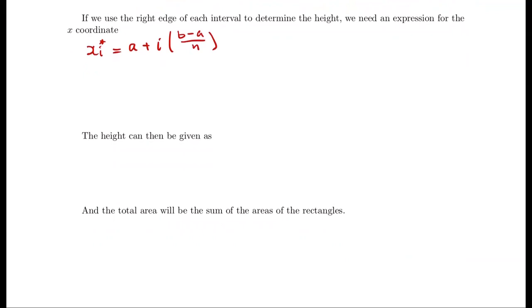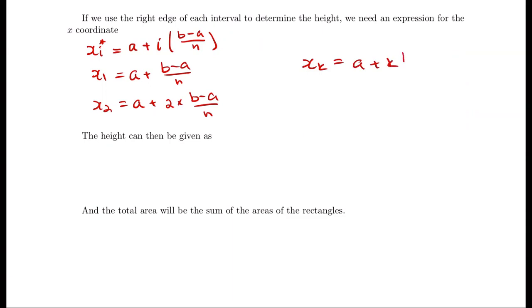But so that means x1 would just be a plus b minus a divided by n. X2 would be a plus 2 times b minus a over n, or more in general, xk here, a plus k times b minus a divided by n. So that's the general formula for the kth coordinate.